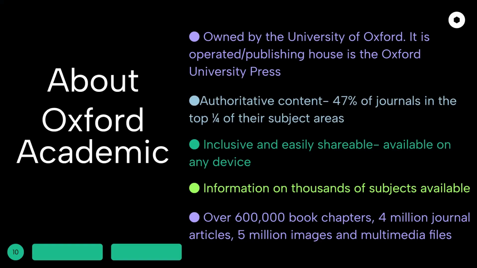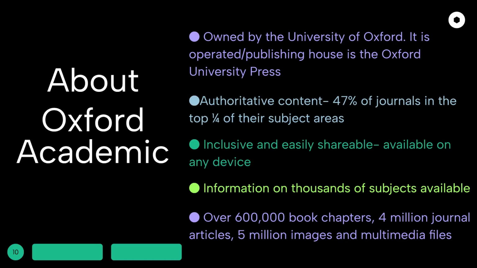Now, let's switch gears here, and we're going to go into our mock search, and we're going to go to all about Oxford Academic. Now, first, as I said before, it's owned by Oxford University. It's operated and published by the University Press from Oxford University. They have authoritative content. So, according to their website, 47% of their journals are in the top 4% of subject areas. So, they're very highly rated journals that they specifically have in their database.